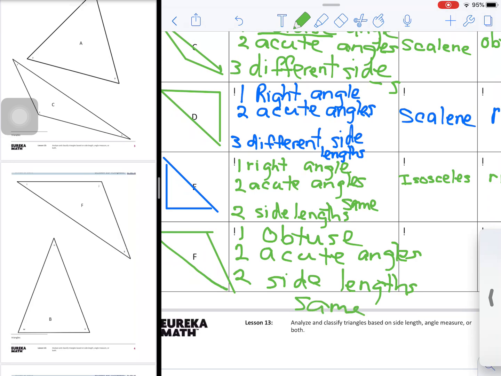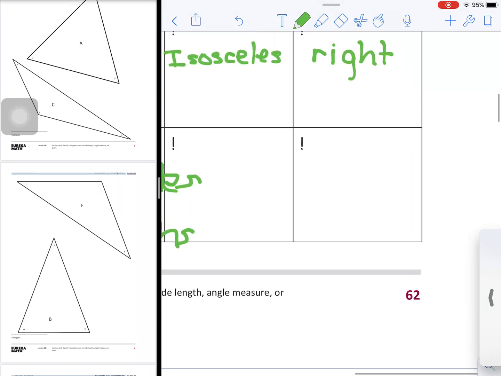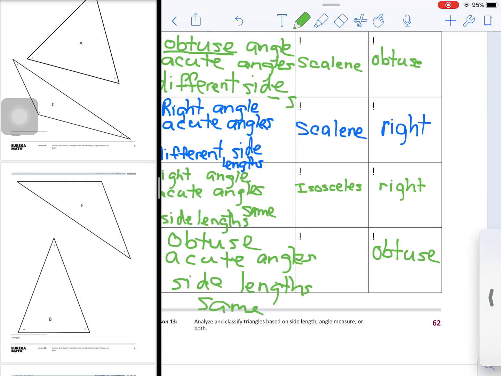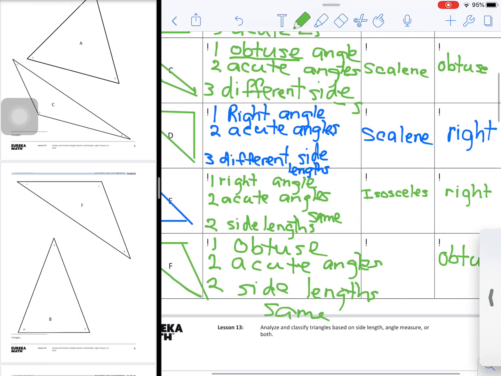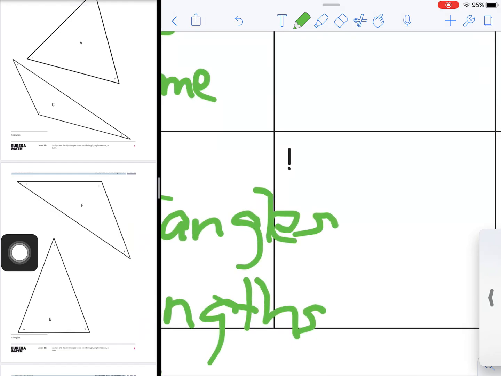Okay, if it has an obtuse angle in it, what kind of a triangle is it? It is an obtuse triangle, that is right. And if it has two side lengths that are the same, what do we call it? That is right, it is isosceles.